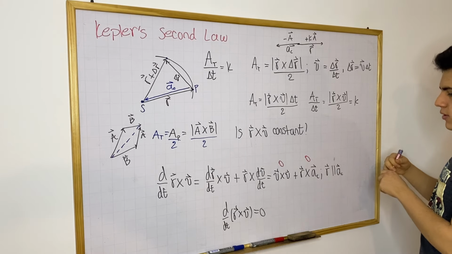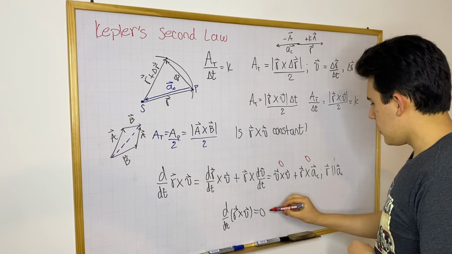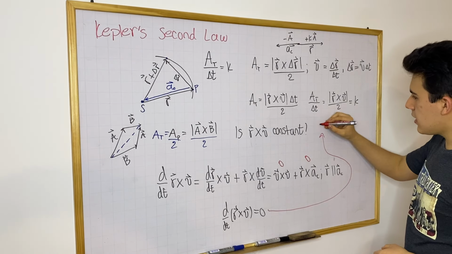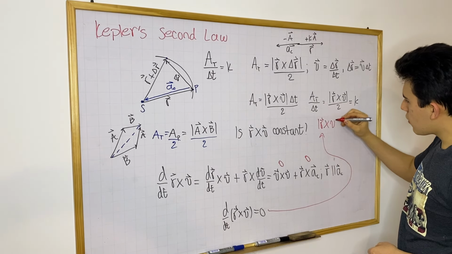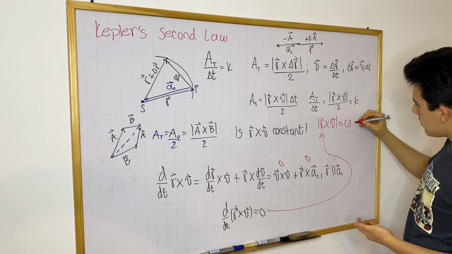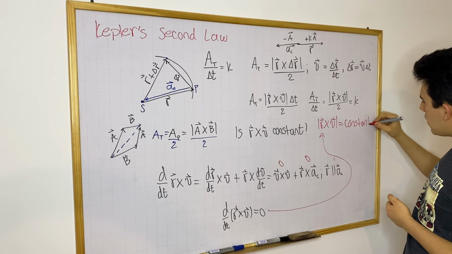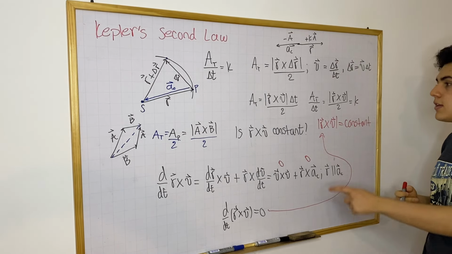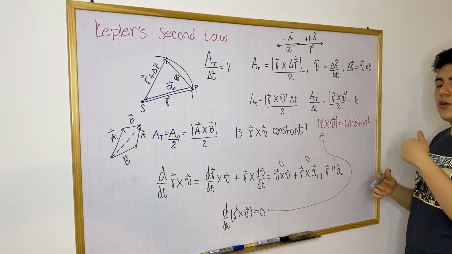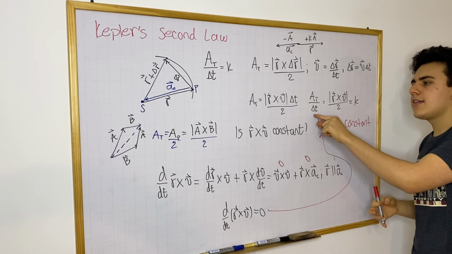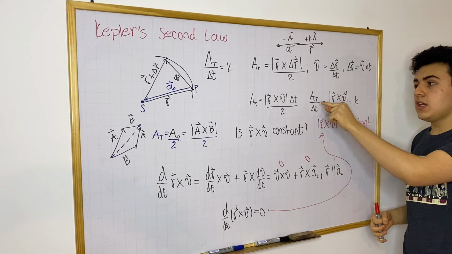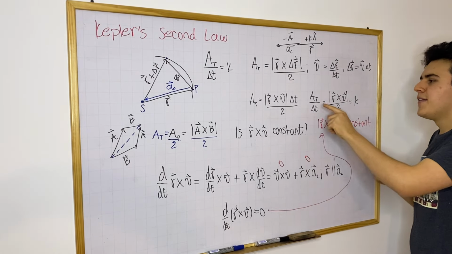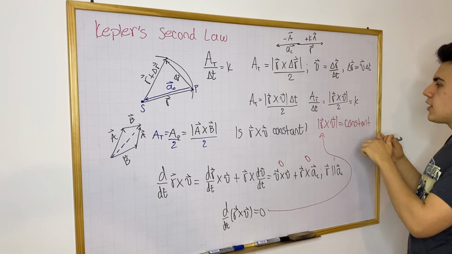Now, because this is true, that means that the magnitude of R cross V is going to be constant, okay? It's going to be a number, we don't really care which, but we know it's going to be constant, okay? Now, if the magnitude of R cross V is constant, that means that you divide that by 2 and you're going to have a number that will never change as delta t changes. And that means that the ratio, then, we just showed that there is indeed a constant ratio.